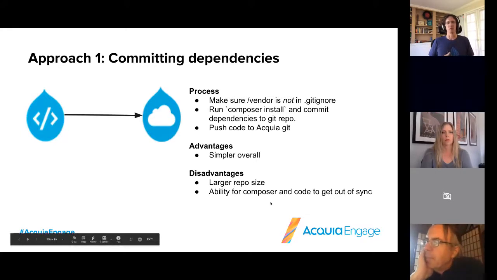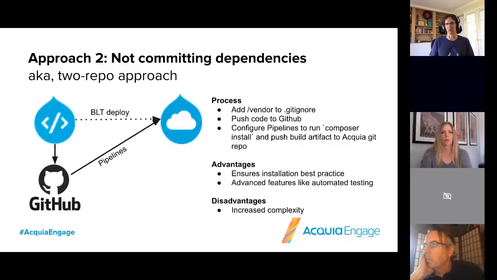So your developers are working in that repository on a day-to-day basis. The dependencies are not committed to that repository. And then when you're ready to do a deployment, you use a CI process like Pipelines, or you could use Jenkins or Travis, or you can even run BLT deploy to pull in all your composer files, create a build artifact, which includes your dependencies, and commit that into Acquia's cloud repository, Acquia's Git repository.